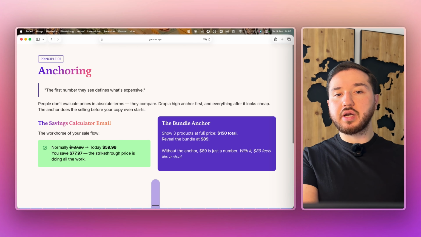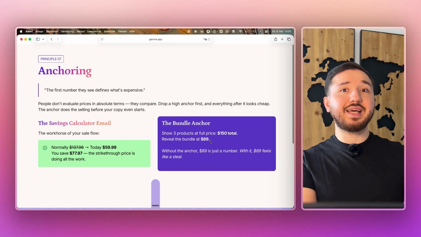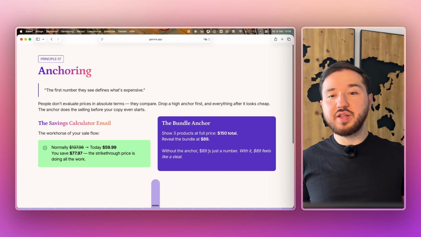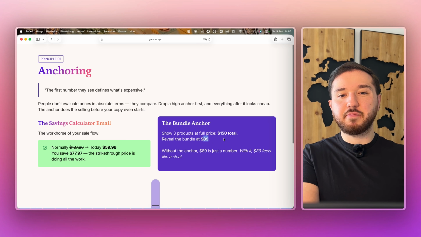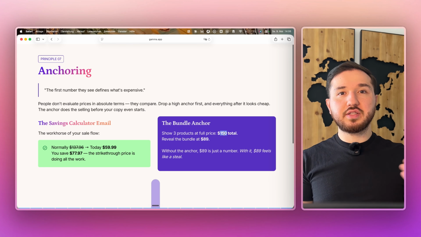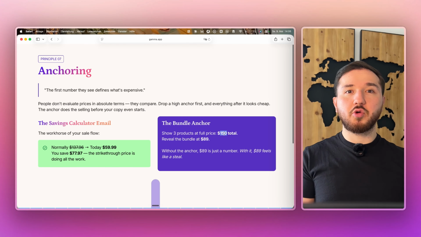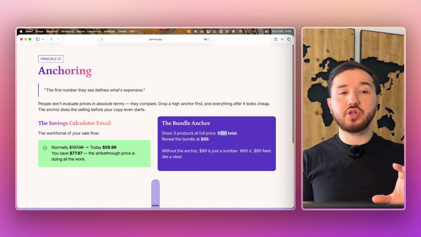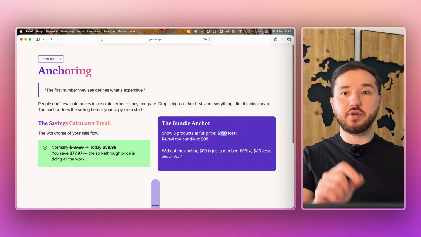And the bundle anchor: show 3 products at full price, $150, then reveal the bundle at $89. Without the anchor, 89 is just a number. With it, $89 feels like a steal. So if you would just drop $89 for your bundle, it would look like, oh, it's expensive. But if you compare it to the actual price, if you buy 3 products each, it will cost them $150. They compare it with each other and they think, okay, this is a lot cheaper. It's a deal and everyone loves a great deal, which is why they will buy from you. And I can tell you this is super, super effective. And we are using this for promotions, and especially in Q4, this is one of the principles that we use the most often.